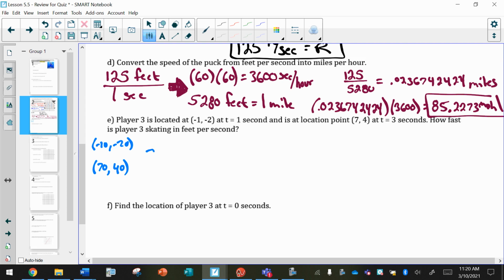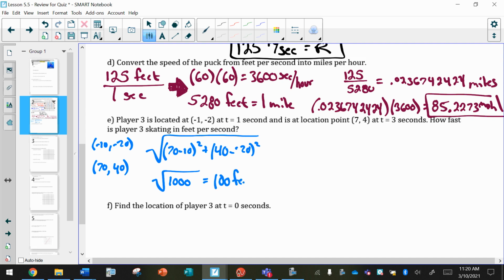You guys know the distance formula. So x2 minus x1 squared plus y2 minus y1 squared. So you're going to do the subtraction first, square the numbers second, add them together third. Hopefully you're doing this yourself. We end up with 100 feet.